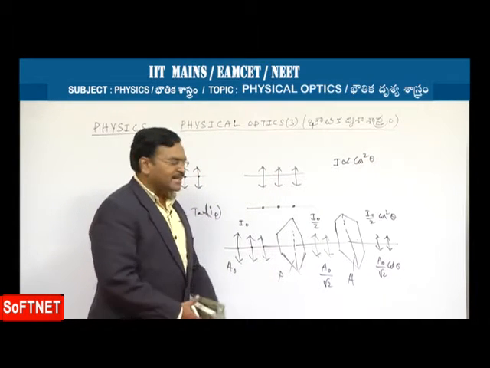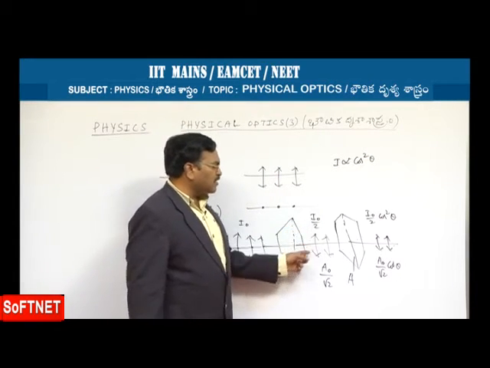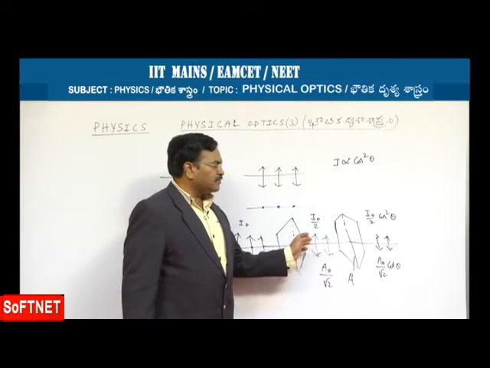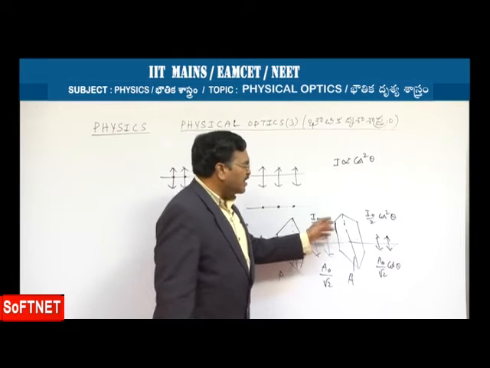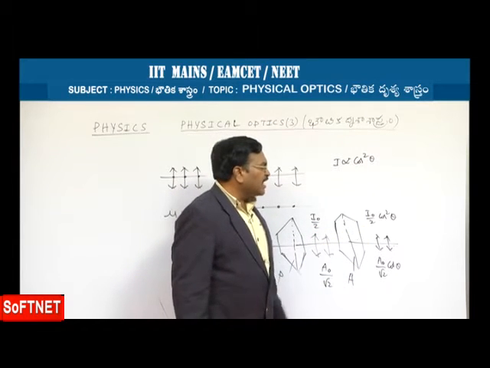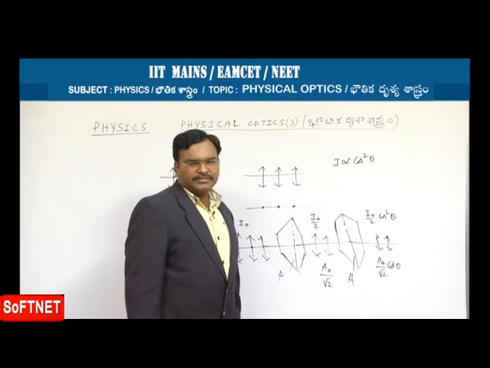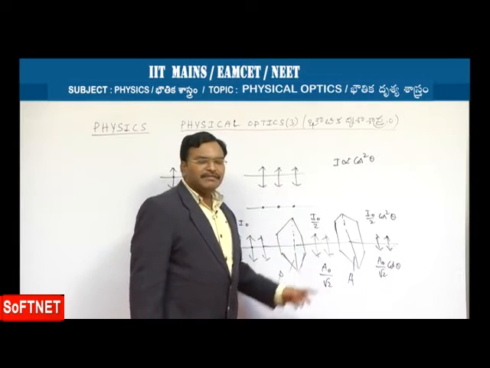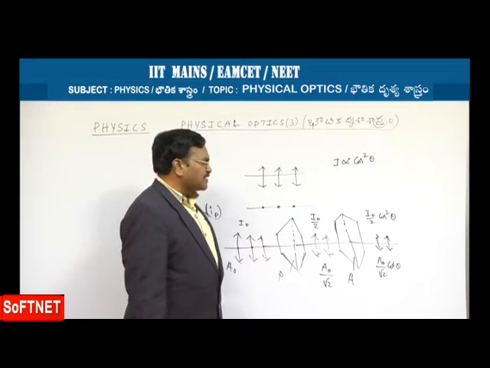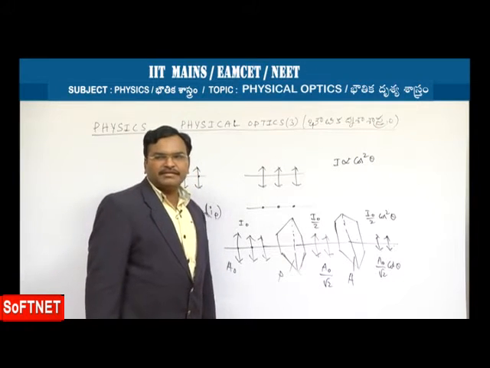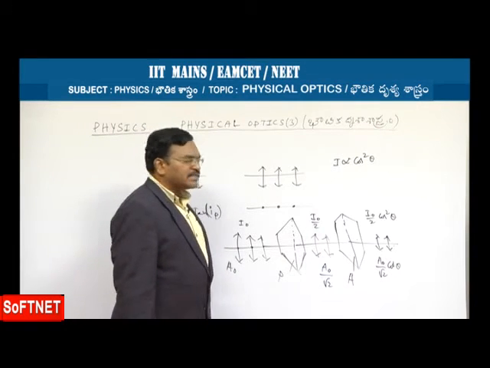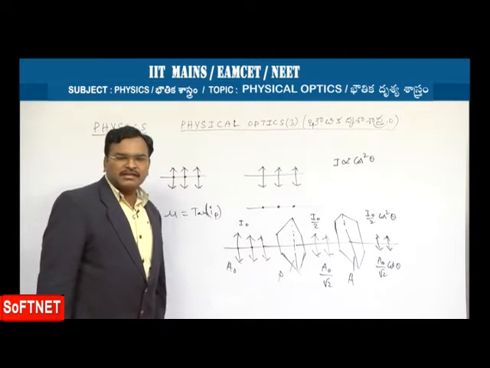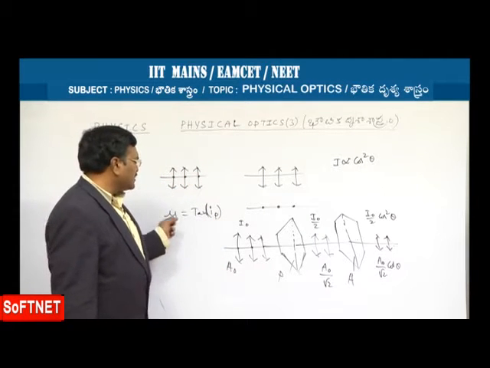Now I naught by 2 intensity is incident on the analyzer. At that time, how much intensity are we getting? I naught by 2 cos square theta. What is theta? The angle between the transmission axis of polarizer and analyzer. Depending on these formulas only, we have problems on polarization. Is it clear?